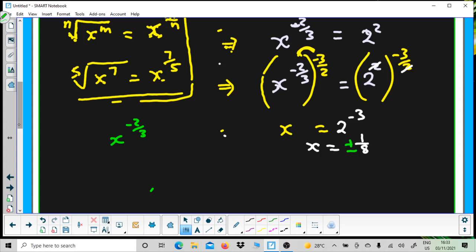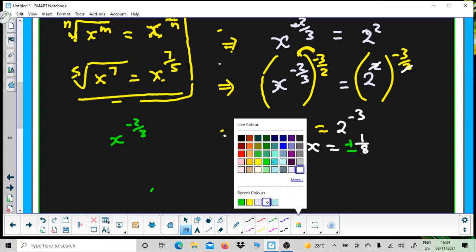Remember, this was a numerator, which was an even number. So there were 2 answers. What did I say when the denominator is the even number? There was something I said, and I said it a long time ago. I'm sure you've all forgotten.